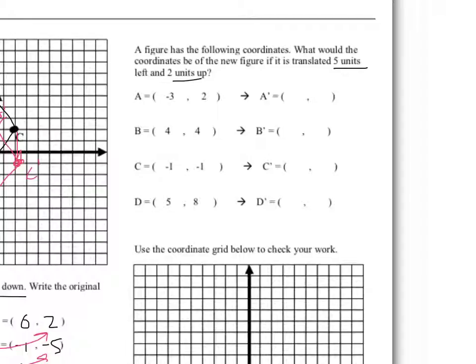First, we move it 5 units to the left. How is that going to affect my coordinates? Negative. Alejandro. It will decrease the x by 5. So if we're moving to the left, this is going to decrease my x by 5. So for each of those, I know that I'm decreasing my x by 5.